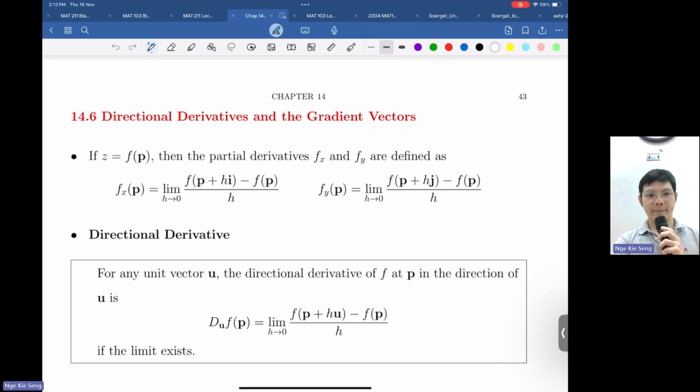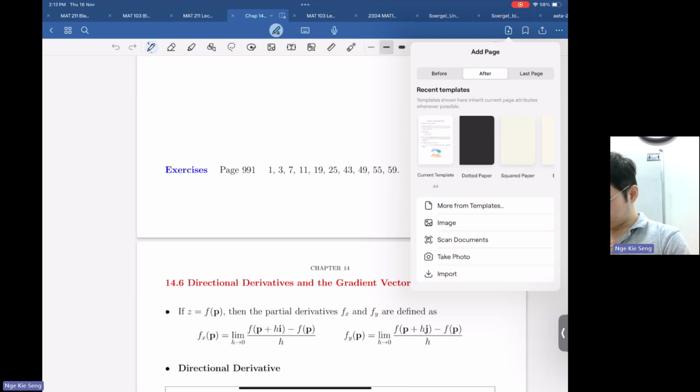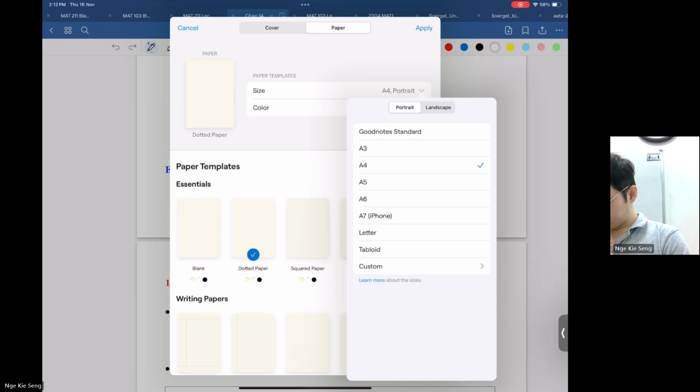Okay, so finally we go to the stage of directional derivative. Okay, let's go to directional derivative. So how to think about directional derivative? Let me draw a diagram first. Let's draw a diagram.